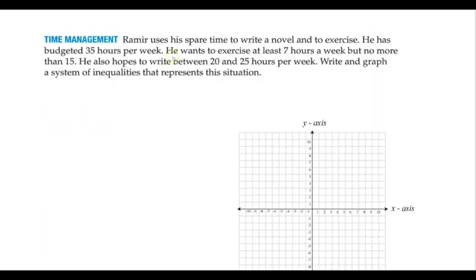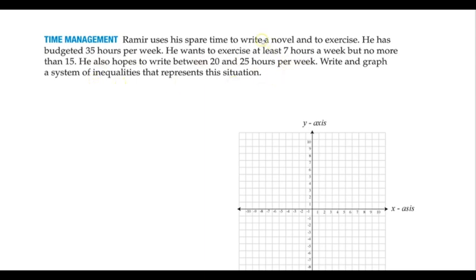Let's move on. We're going to go down to an application problem. Ramir uses his spare time to write a novel and to exercise. He budgeted 35 hours per week. He wants to exercise at least 7 hours per week, but no more than 15. He also hopes to write between 20 and 25 hours per week. Write and graph a system that represents this situation.